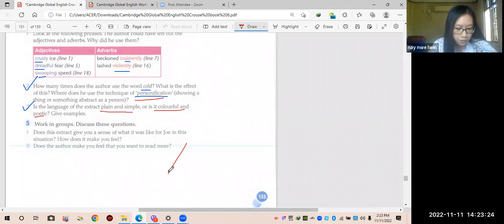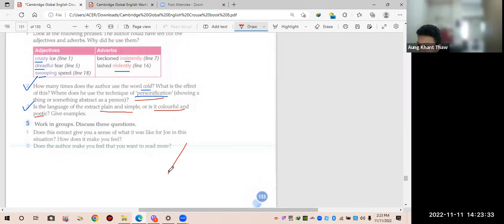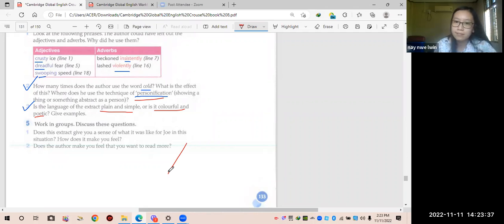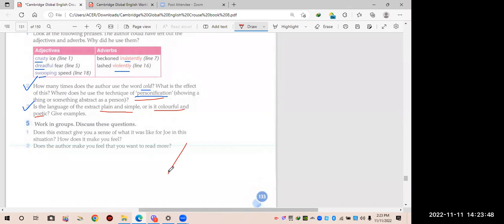Is there any question for this session? Do we need to memorize? No, you don't need to memorize. You don't need it. So no more questions, right? Yes. Okay.